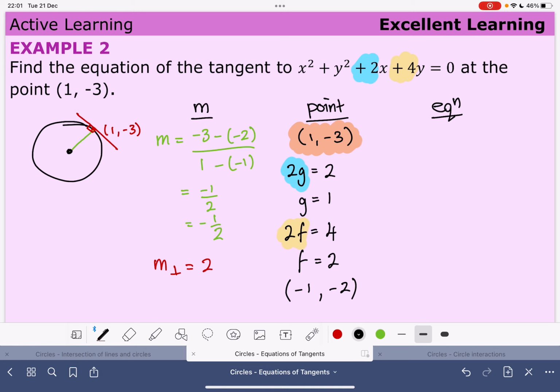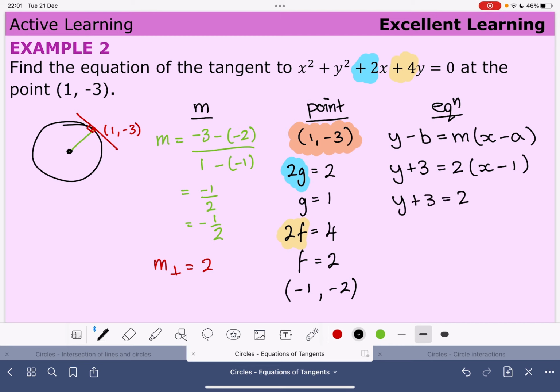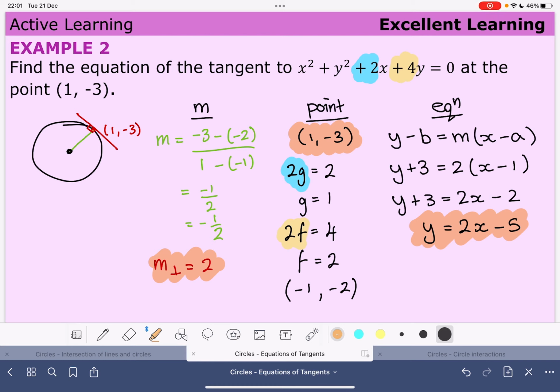Substituting into our equation, and again it's a straight line we're finding, so we use the line equation, not the circle equation. We've got y plus 3 equals 2 lots of x minus 1. So y plus 3 equals 2x minus 2. Again, just collecting the constant terms, y equals 2x minus 5. And there is our solution to this one. I'll just highlight the gradient that I used as well. So that's the approach.